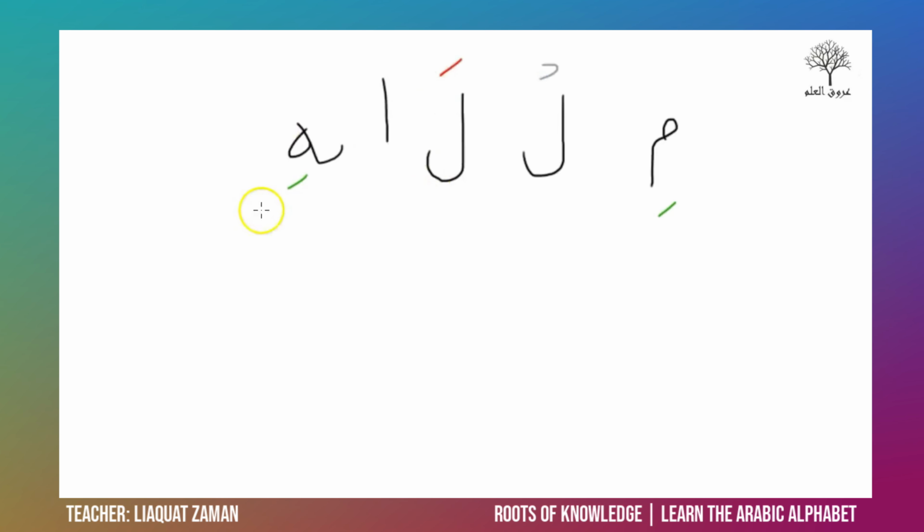Right, so pronounce them. Mil, la, hi. Mim and the la join together. Mil, and the la stretched. Now here there's an alif that they write but it's silent. I'll show you in a bit. So we don't pronounce that alif, that purple alif there. So mil, la, hi.